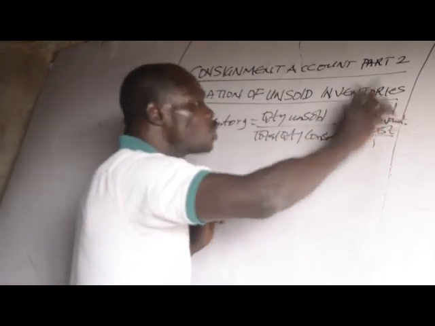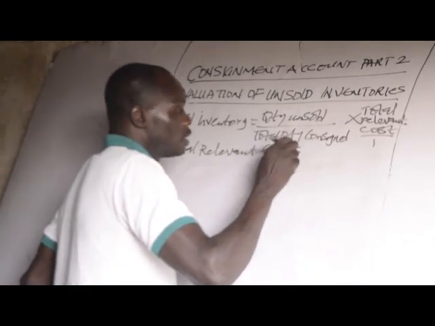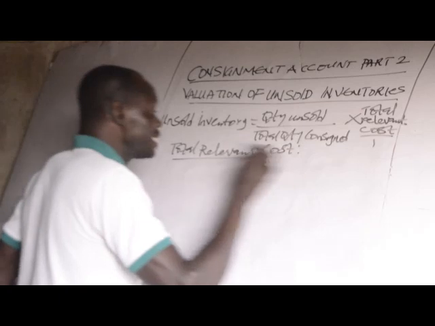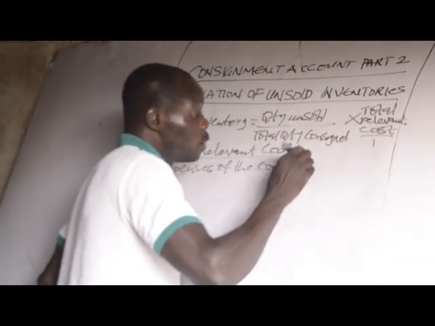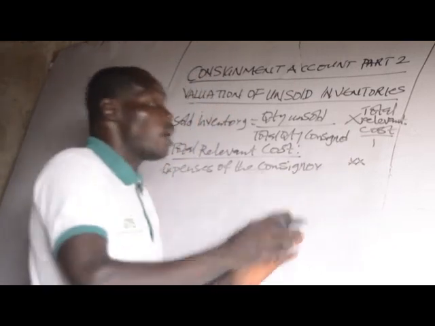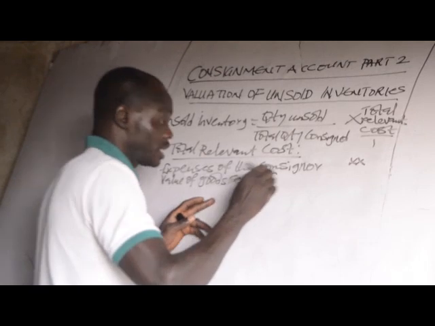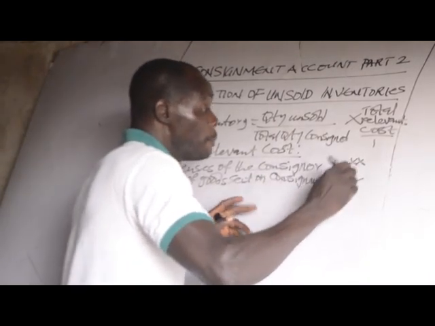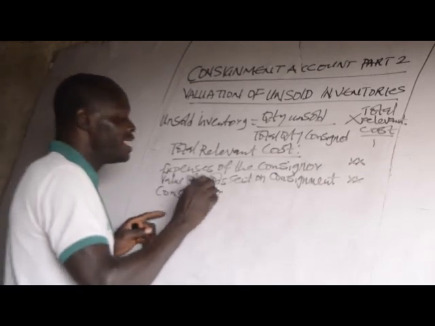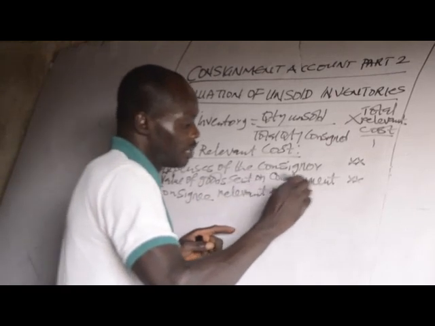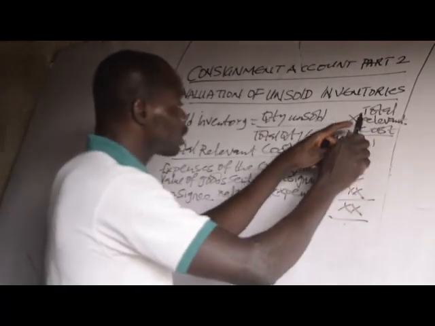So, now, what do we mean by total relevant cost? Total relevant cost comprises the expenses of the consignor. You are going to consider all the expenses incurred by the consignor, including the value of goods sent on consignment. That is the value of goods sent by the principal to the agent, plus consignee relevant expenses. It is the addition of these three items that make up the total relevant cost.